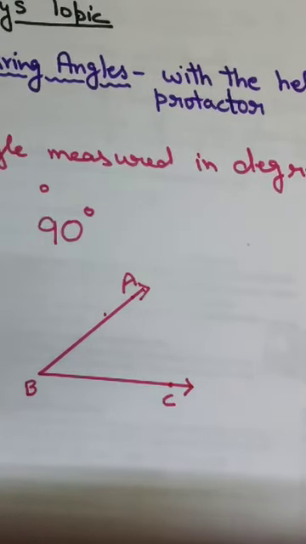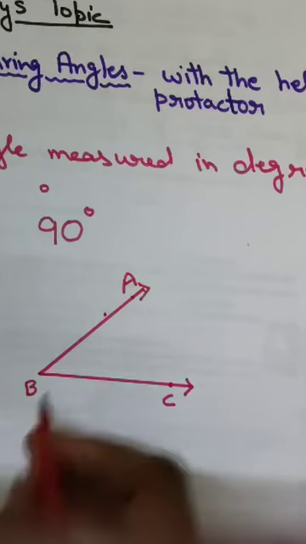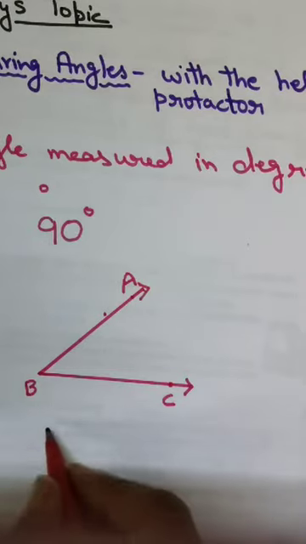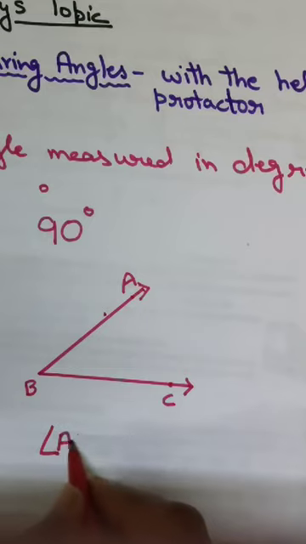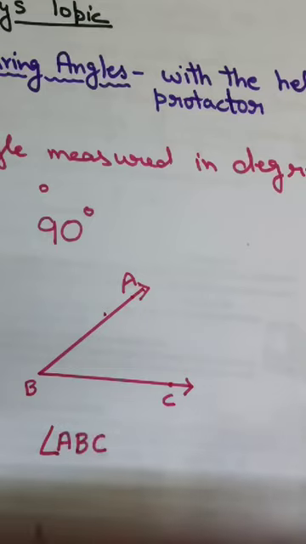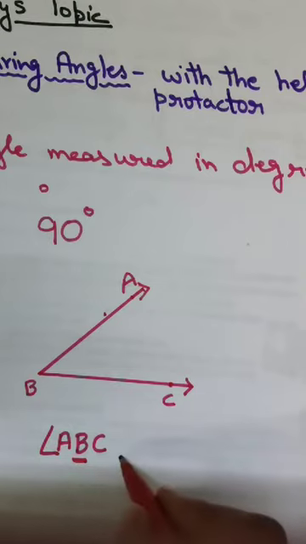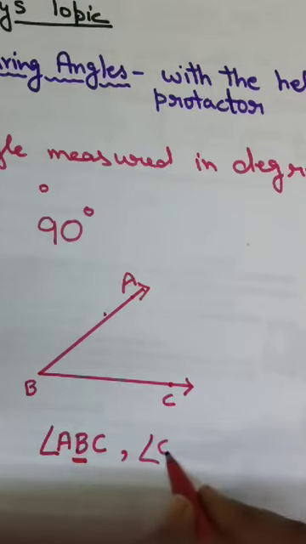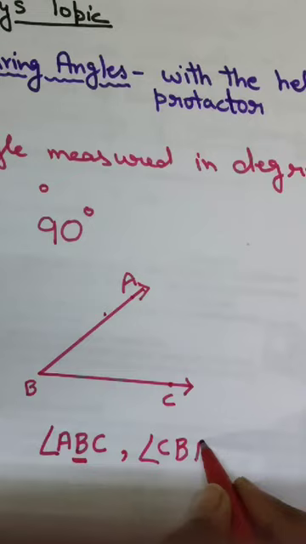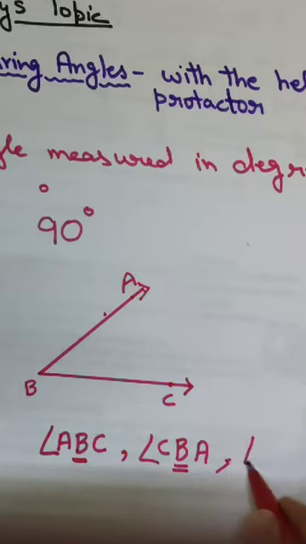First of all, how will we write it down? We can write down angle ABC like this. Angle ABC. Vertex will always come in the center. Or we can write it as angle CBA also. Now again the vertex is in the center. Or we can write it as only angle B. This you have learned in your previous class.